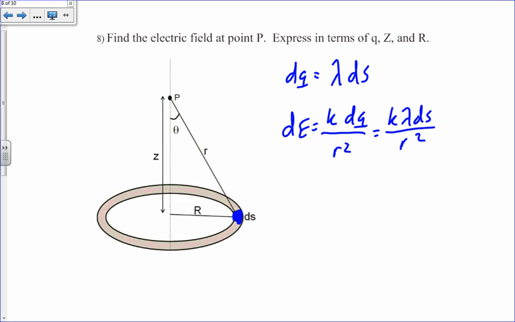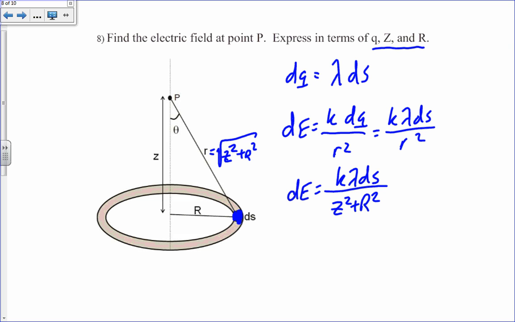Now, I can also say that r, which is this, by the Pythagorean theorem, is equal to the square root of z squared plus R squared. Remember, I want everything in terms of q, z, and R. So I can say then that dE is equal to k lambda ds all over z squared plus R squared.